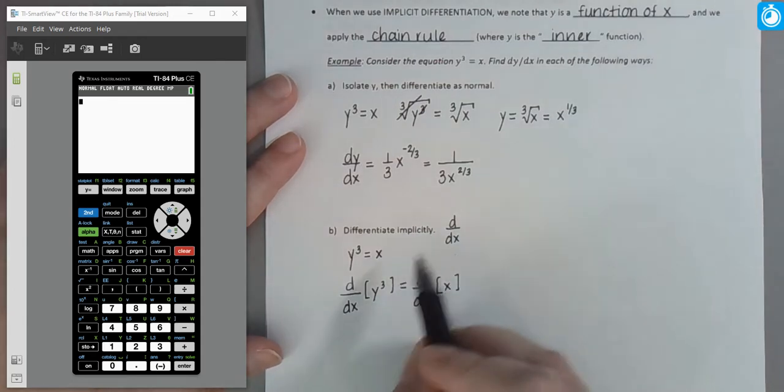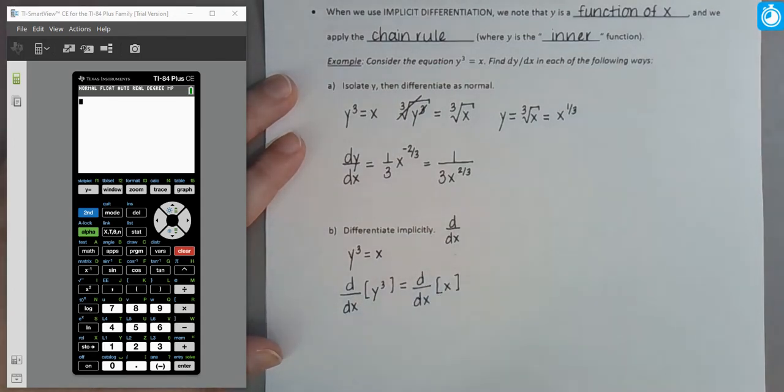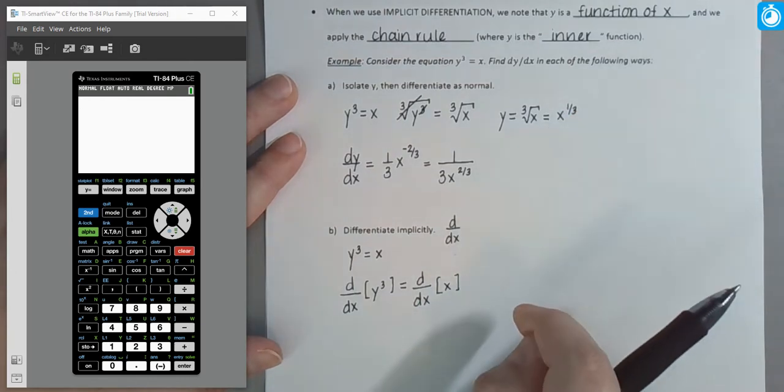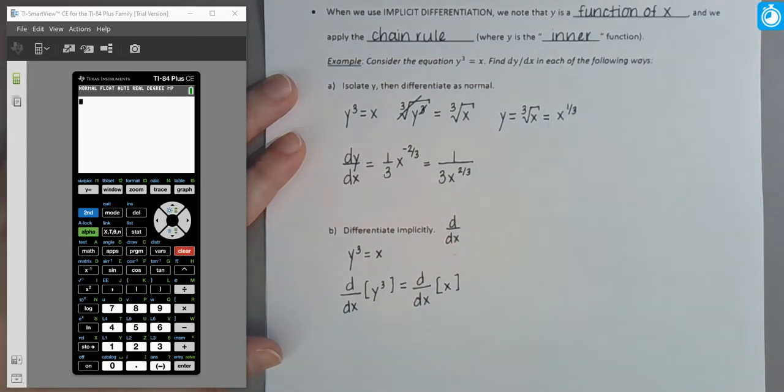Now on the right-hand side, we differentiate like normal. It's basically the same thing as saying we have x to the 1/3 power. We have an expression involving x. We're differentiating with respect to x. And so we just take the derivative as normal because our variables match in this case.